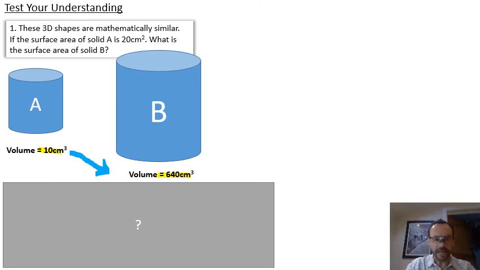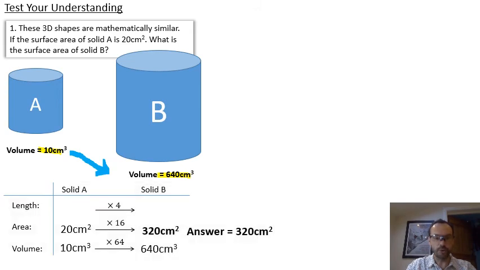Right, if I remove this box then, what have we got? So the order would be, we knew the volume information, 64. So you cube root that to get 4, which you square to give 16. 16 20s are 320. That's an example of the harder ones, okay?